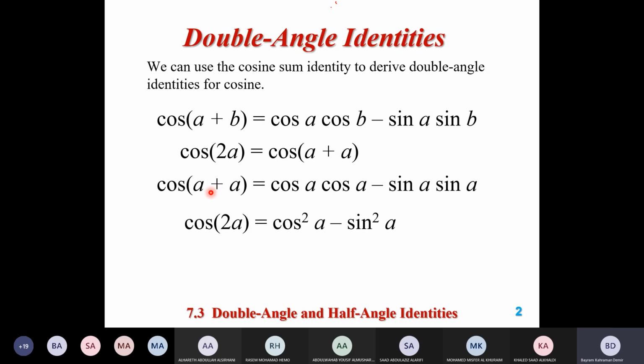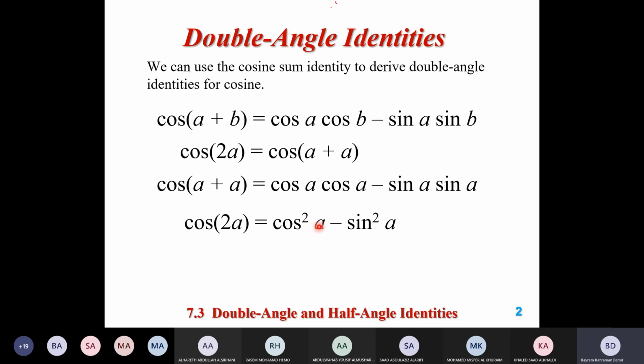All right. So cosine of A plus A is cosine A cosine A, because B is also A, you see? And minus sine A sine A, right? B is also A. So what do you get? You get cosine of 2A equals cosine square of A minus sine square of A. Quite simple, right?